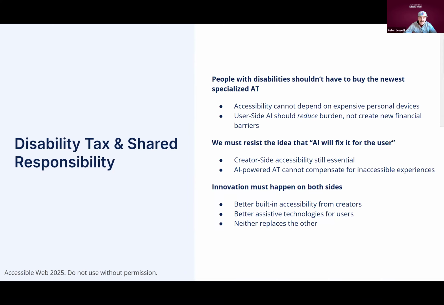The user side AI can help, but it can't compensate for inaccessible design or code. Accessibility still needs to be built in from the source, because we don't want to force folks to have to use the newest, hottest technologies. We want them to arrive with the technologies that they have, that they're comfortable with, and we want them to have great experiences. And the future requires innovation on both sides, better assistive technology and better accessible experiences created by teams. Neither replaces the other. And if both sides can be working together, that's where we can really see some tremendous acceleration in digital inclusion.